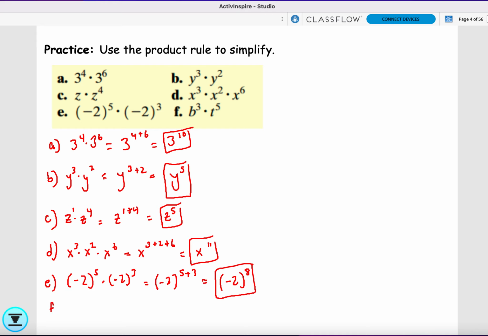And then F, we have b cubed times t to the 5th. Those are different bases, so we cannot add the exponents, so we just rewrite them as is, and we are done with F. Try not to overthink these problems, guys. Remember, product rule, same base, add the exponents. Same base, add the exponents.